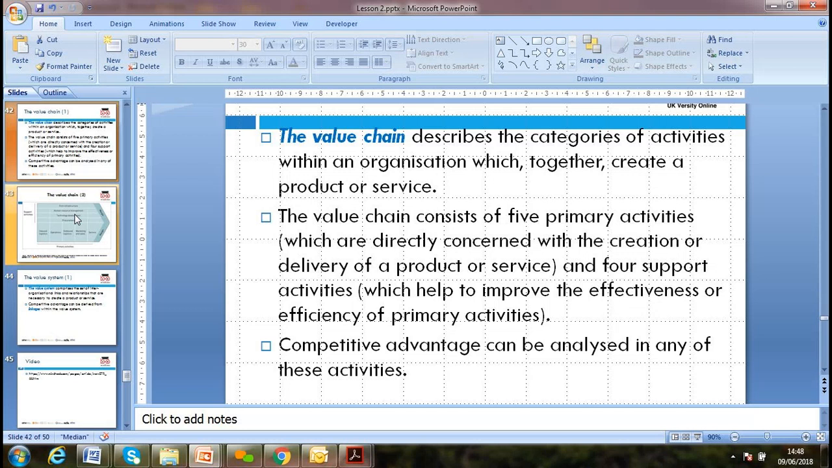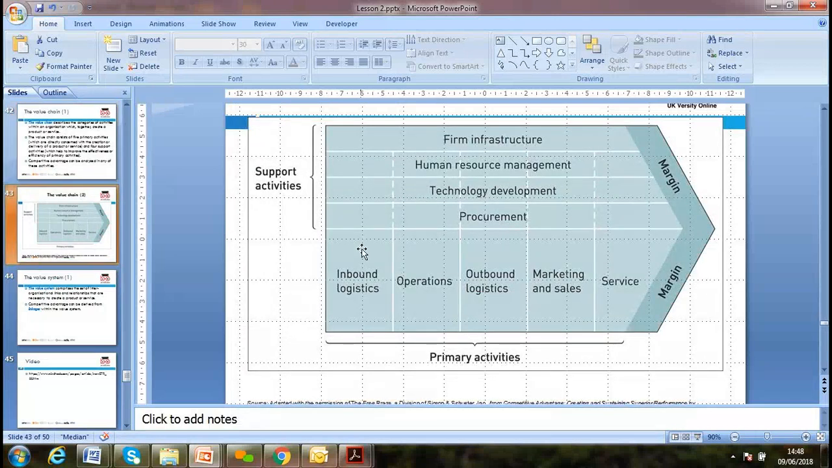The value chain describes the categories of activities within our organization which together create a product or service. It consists of five primary activities and secondary activities, all of which are explained here. The support activities are infrastructure, human resources, technology development and procurement. These are the supportive activities within our organization.